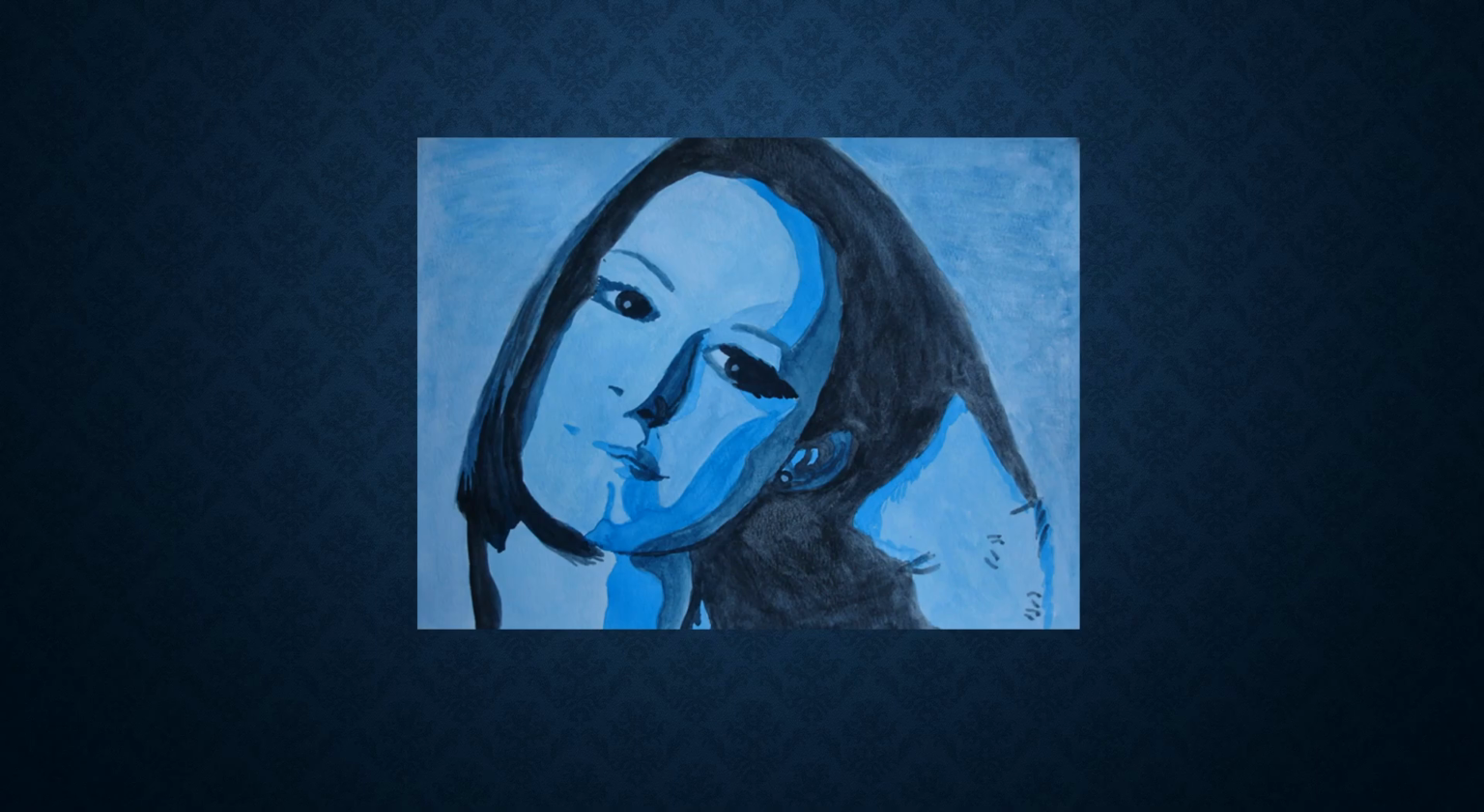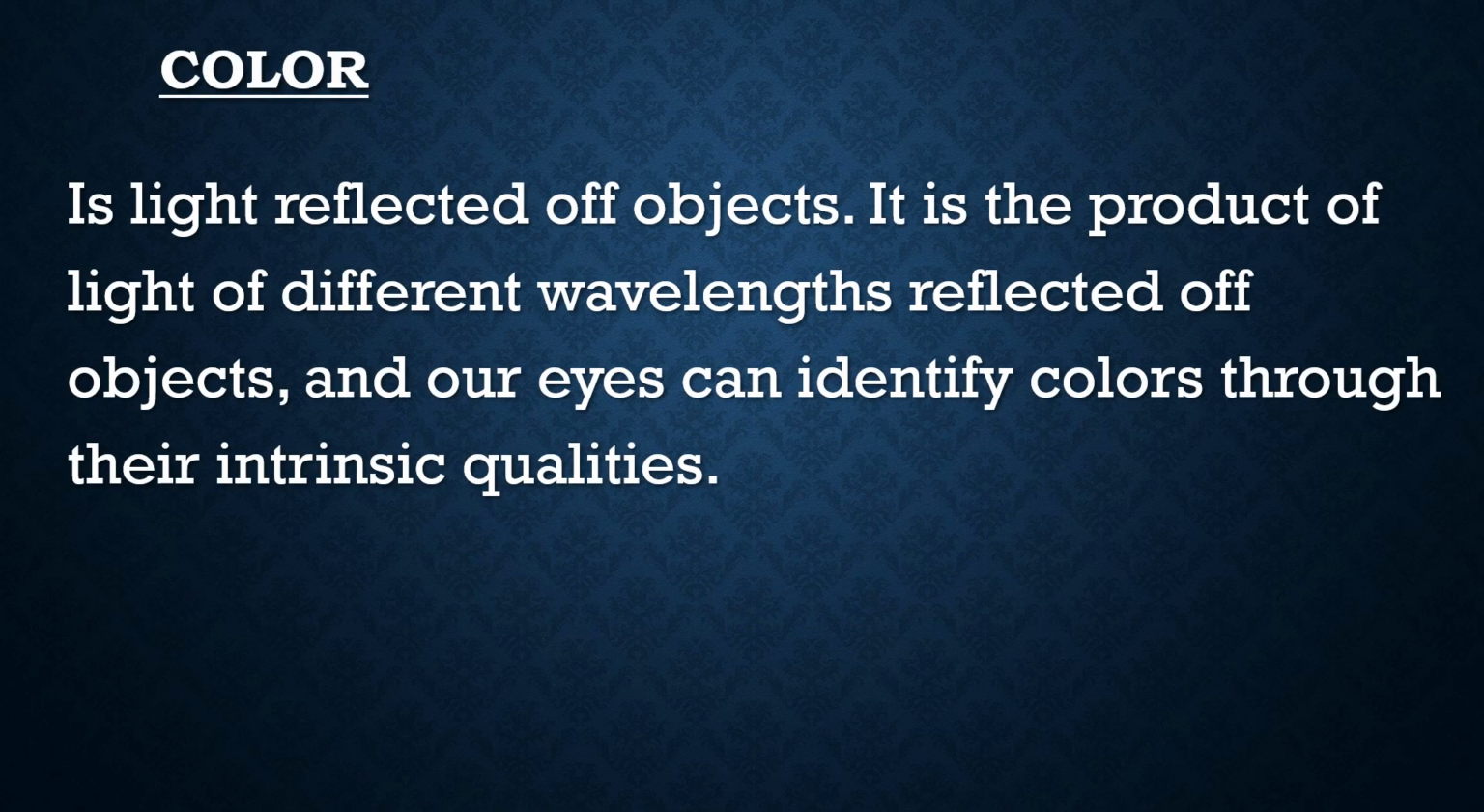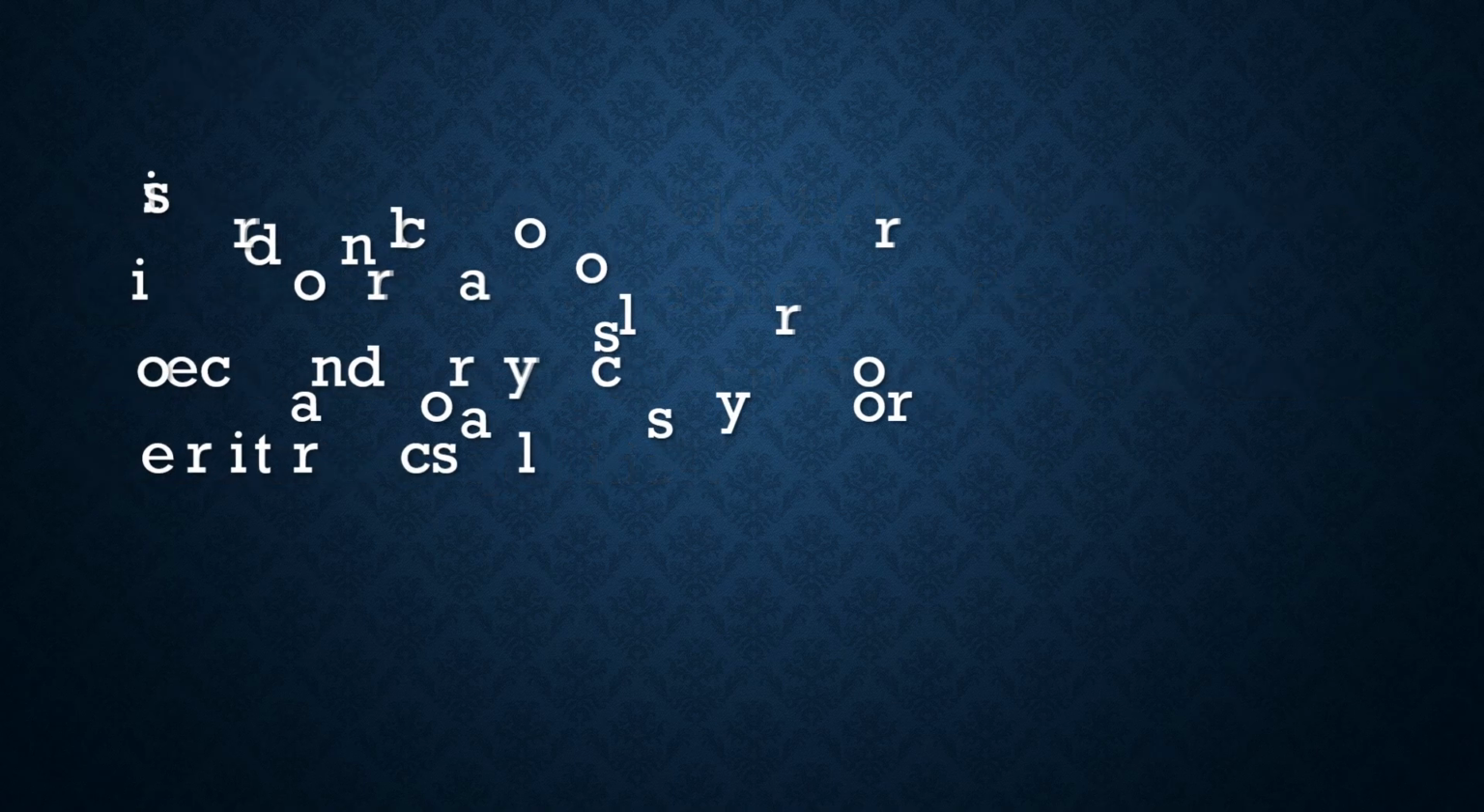Okay? So, pag nag-perceive ka or inisip mo, yung ilaw is nandito sa may left side niya. Okay? Upper left side. Okay? So, that's the effect ng value. So, ito very familiar kayo dito. Color is light reflected off objects. It is product of light of different wavelengths reflected off objects, and our eyes can identify colors through their intrinsic qualities.